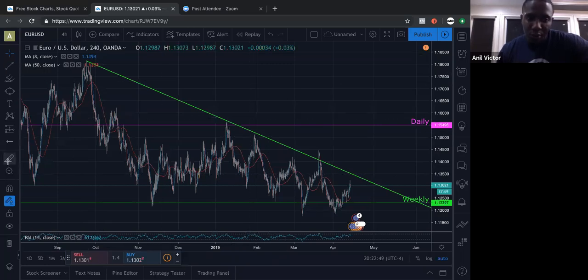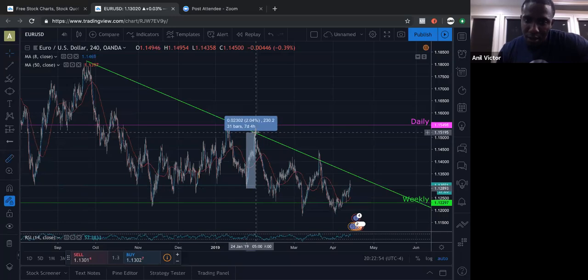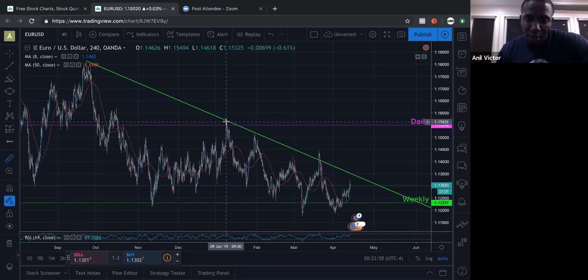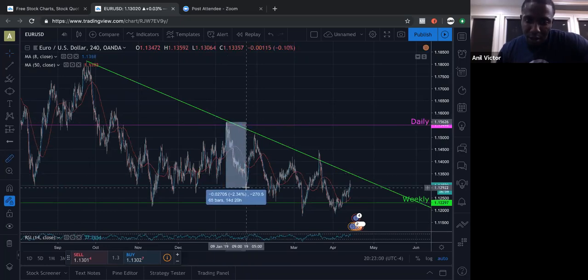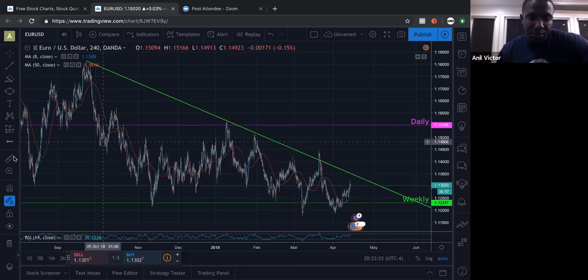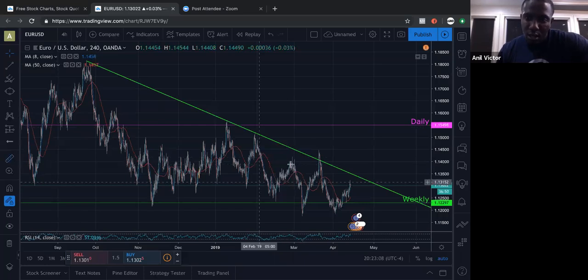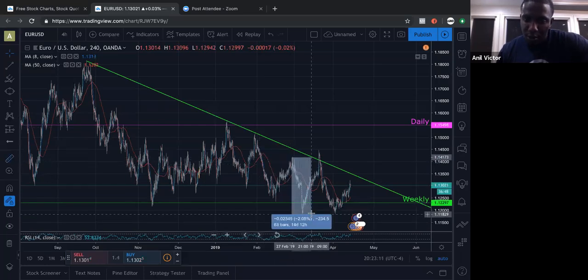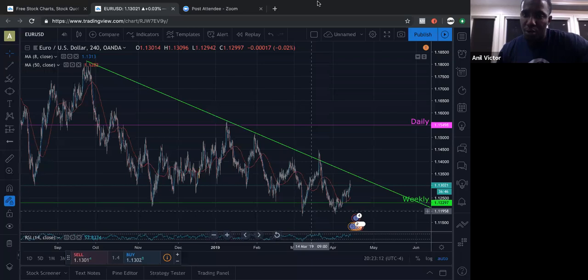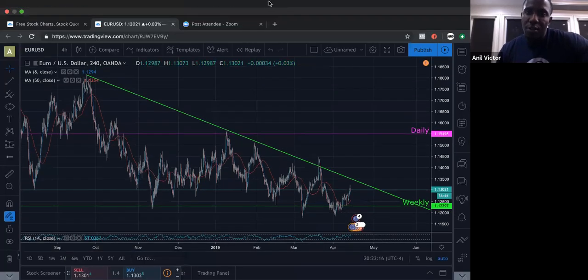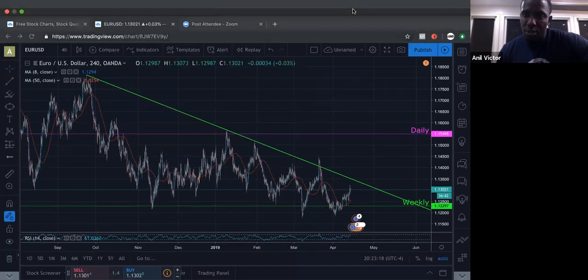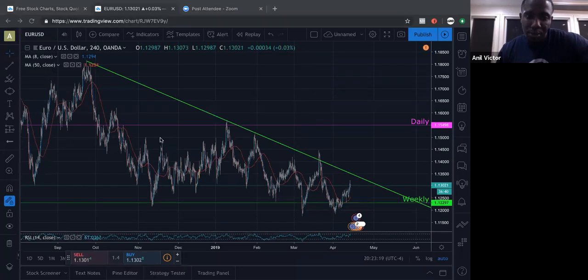As you can see, from just this standpoint to here, that's 230 pips, right? From here down to here, you have 270 pips. Look at this, from here to here, you have about 178. From here to here, we have about 231. So as you can see, the impulse is much more solid than the retracement.